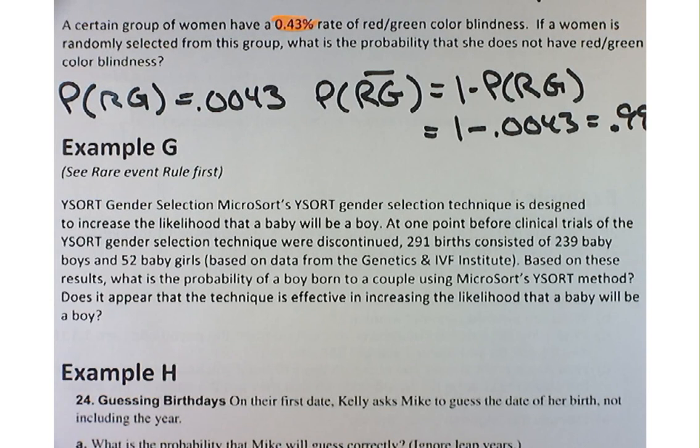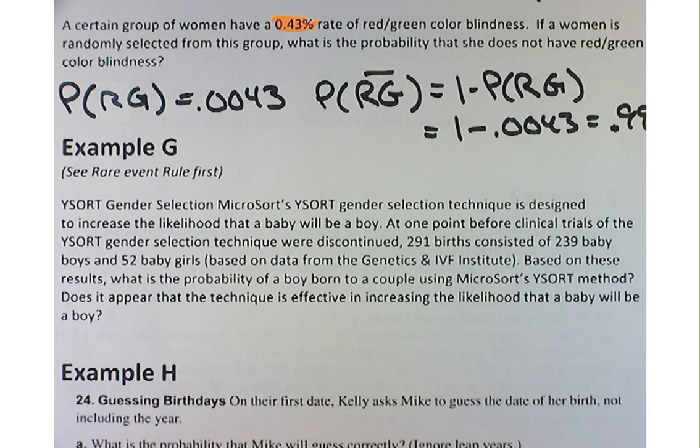Y-sort gender selection. Microsort's Y-sort gender selection technique is designed to increase the likelihood that a baby will be a boy. You can also do this for girls. At one point before clinical trials of the Y-sort gender selection technique were discontinued, 291 births consisted of 239 baby boys and 52 baby girls. Based on these results, what's the probability of a boy born to a couple using Microsort's Y-sort method? Does it appear that the technique is effective in increasing the likelihood that a baby will be a boy?